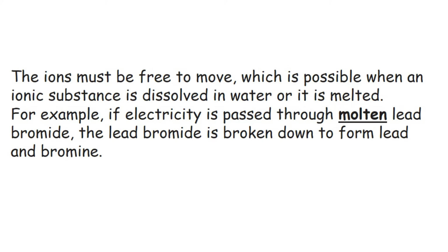The ions must be free to move, which is possible when an ionic substance is dissolved in water or is melted. For example, if electricity is passed through molten lead bromide, the lead bromide is broken down to form lead and bromine.